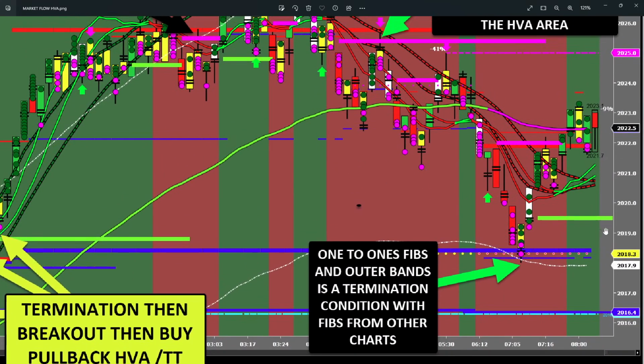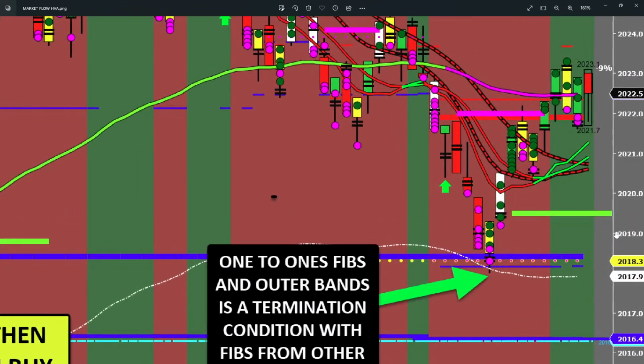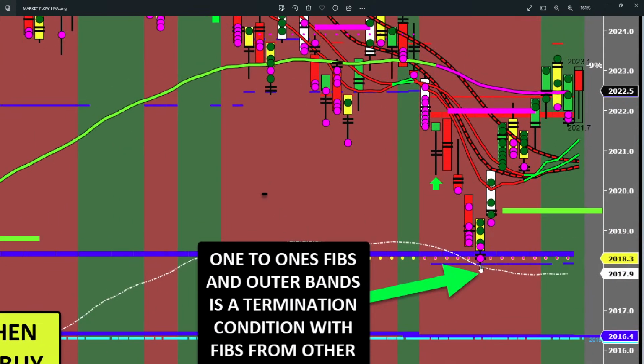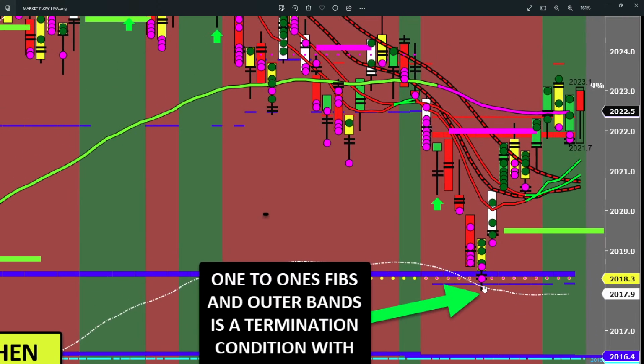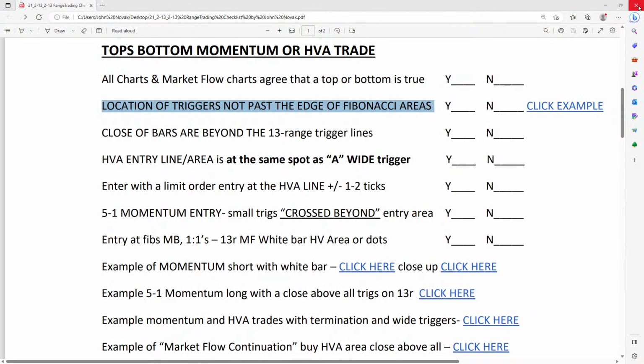And again, I think the other thing that the market flow is very good for is confirming that a bottom might be true. So if you hit 1-to-1s, fibs, and outer bands, and you have multiple buy signals, you're not really going short at a high volume line. Does that make sense? I mean, you could sell the high volume line, but you'd have to be very careful about it, because now we have a bottom true. All right, did I lose you guys, or are you okay?